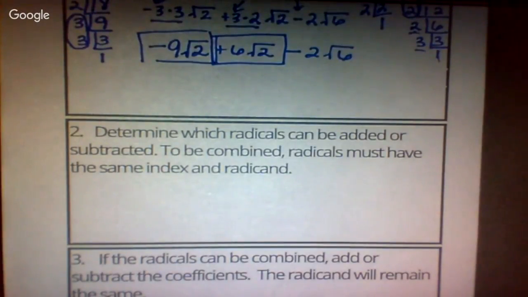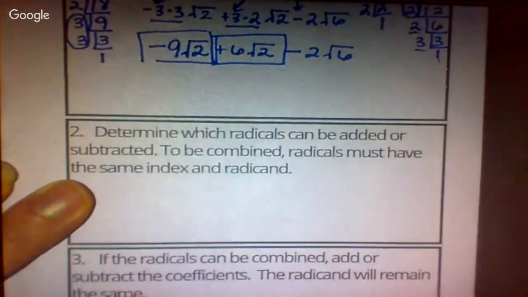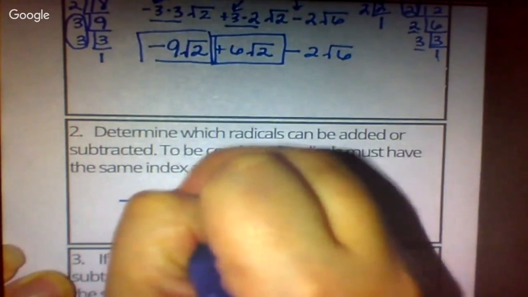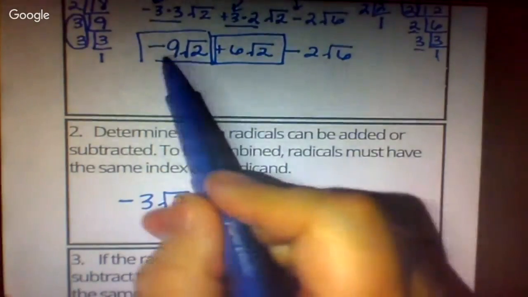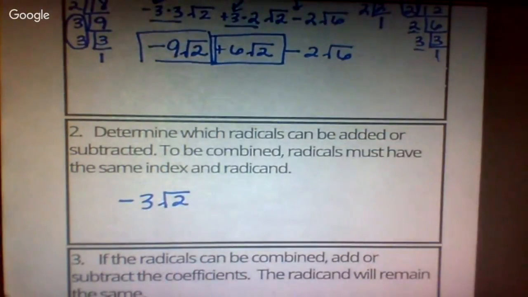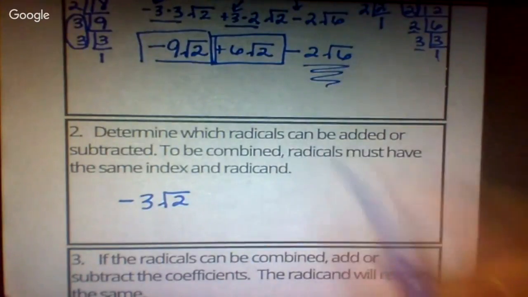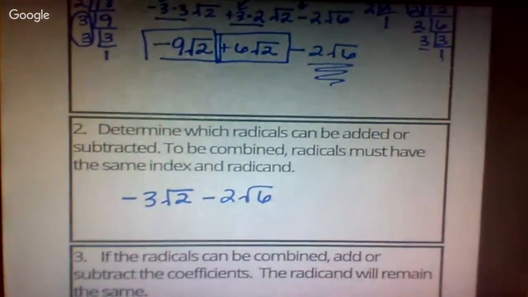So it stays away. So what is -9 plus 6? -3. -3 square roots of 2. Okay, that doesn't change. Just like your 3x plus 2x became 5x. You added 3 and 2 and kept your x. You add -9 and 6 and keep your square root of 2. Now, because this does not combine with that, you literally stick it to the side.